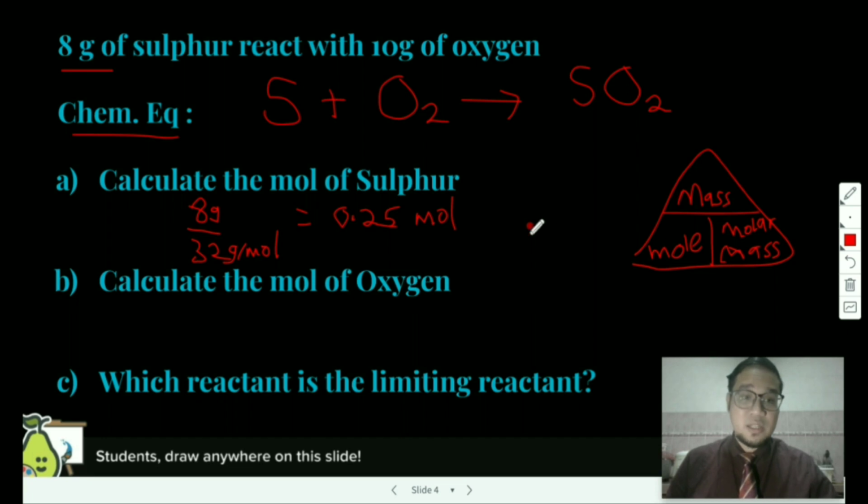Okay, next question. Calculate the mole of oxygen. Given to you, the mass of oxygen is 10 gram, and the molar mass of oxygen is 16, but you need to times 2. So 16 times 2 is 32. So 10 over 32 is 0.3125. Okay, so the mole for sulfur is 0.25 just now.